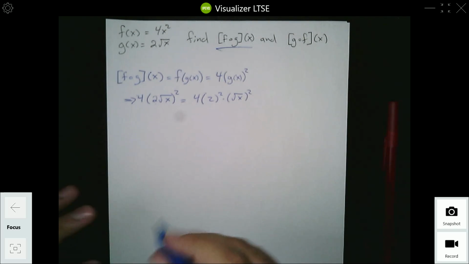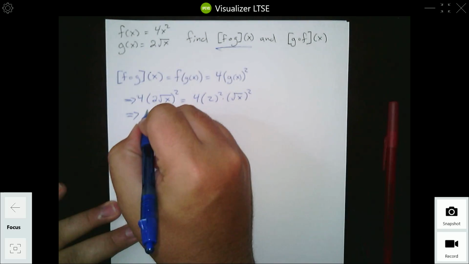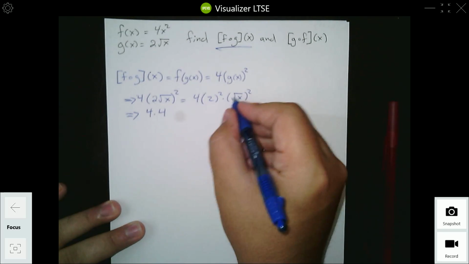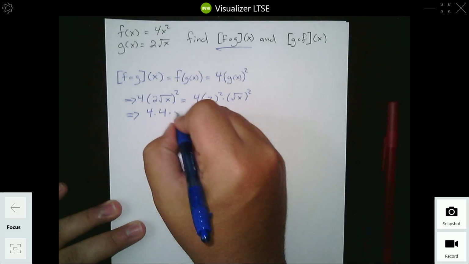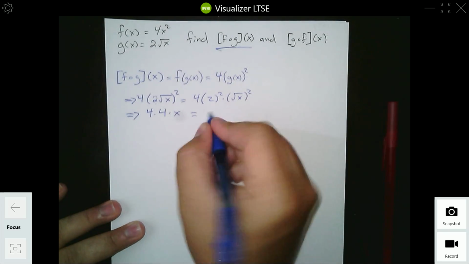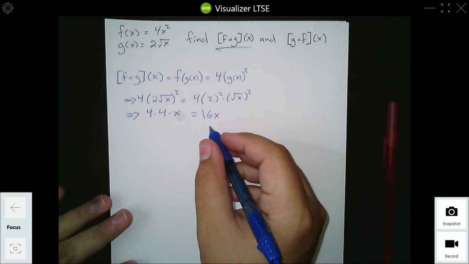So let's go ahead and square things now. After I square this out, I end up getting 4 times 4 and the square root of x squared. The square roots just go away, and we're just left with x. So I multiply that out, and I end up getting 16x. Okay, that ends up being the final answer I get for this one.